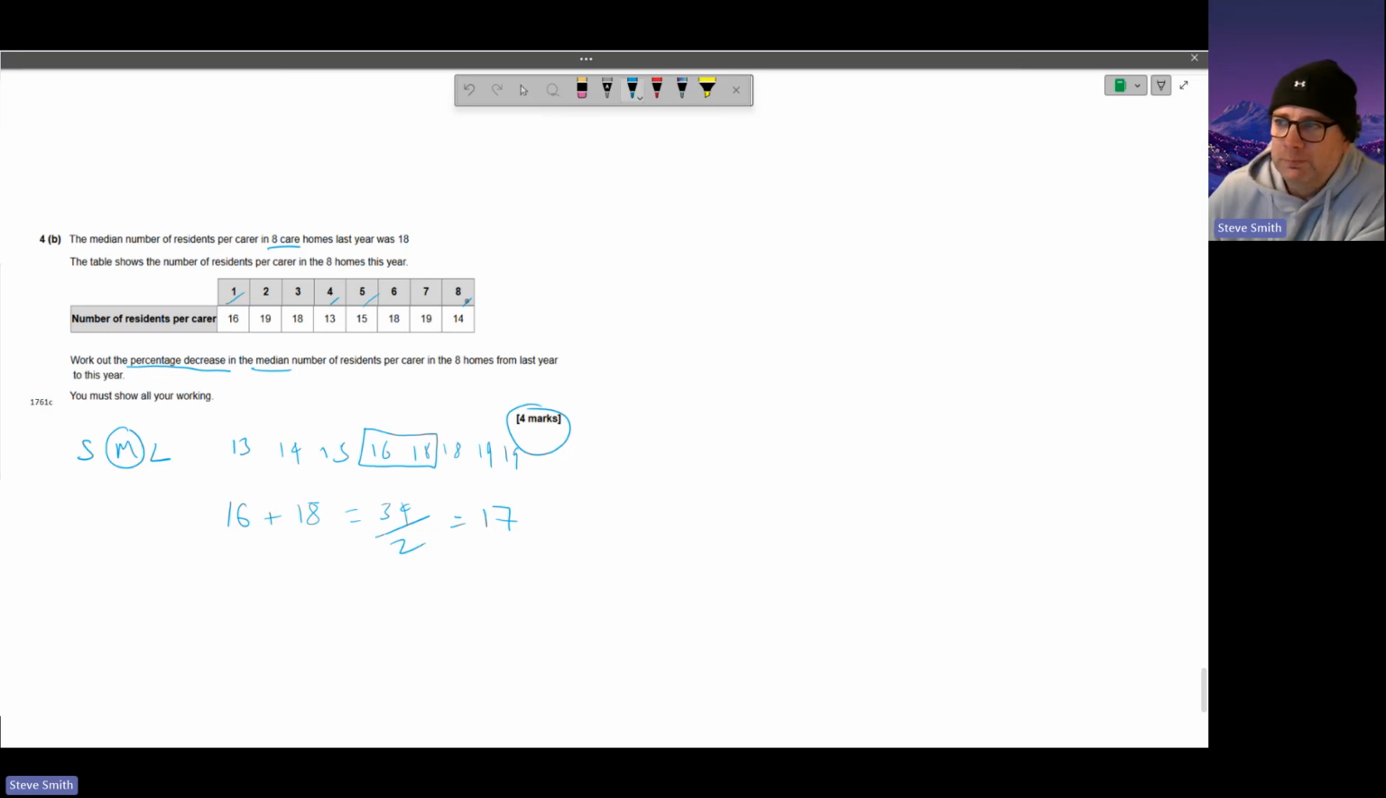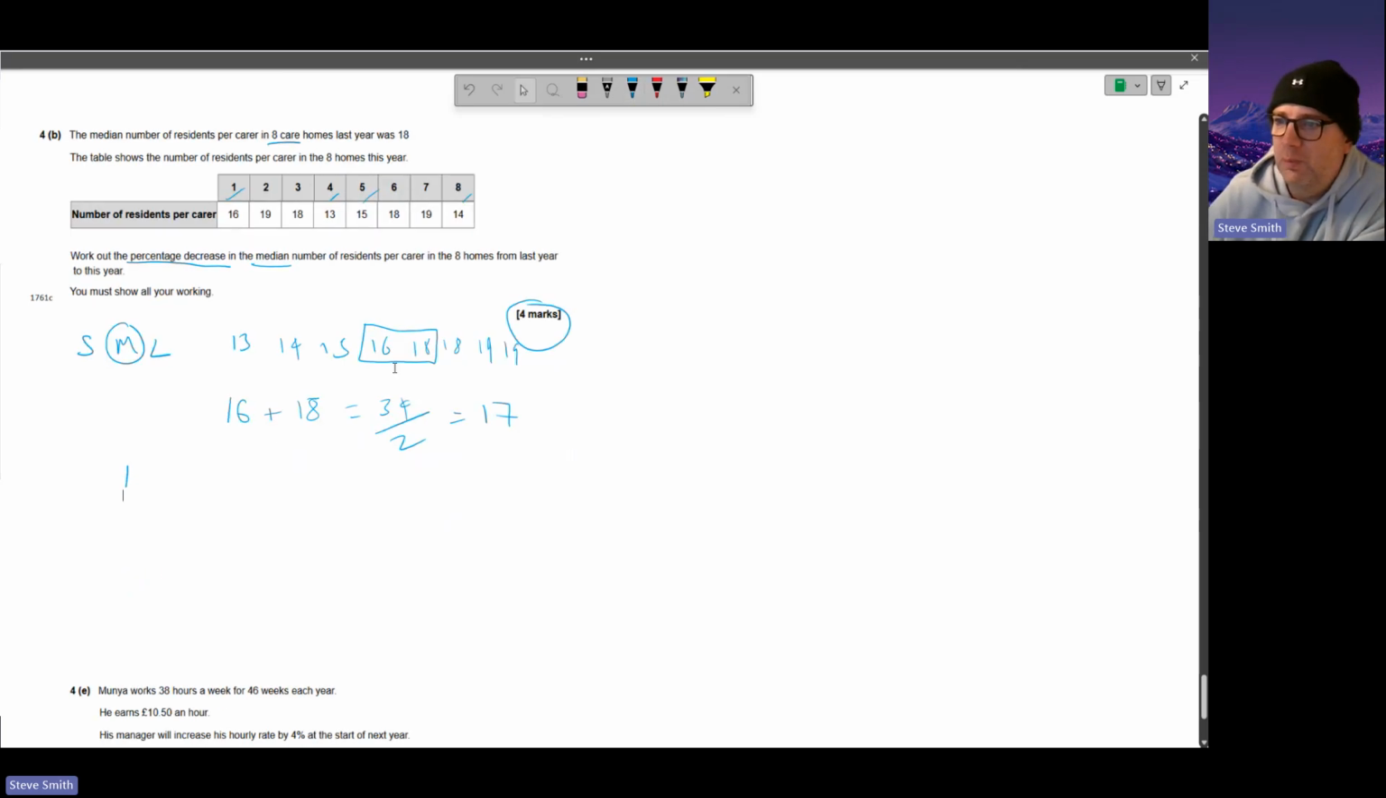So if it had been a higher number, then 18 would have been a bit worried. So we got 18 last year. Why is my pen doing this? This is all bizarre. 18 last year, and then 17 this year.